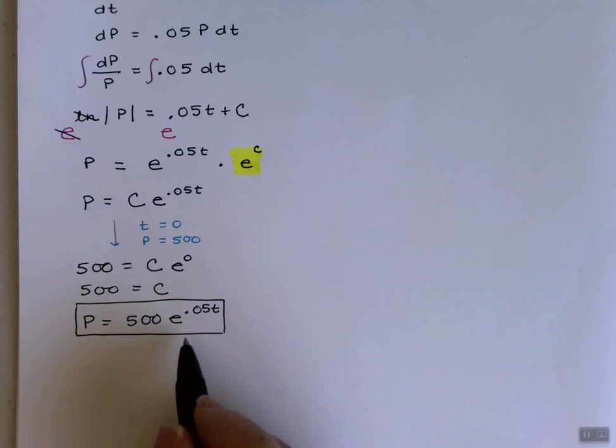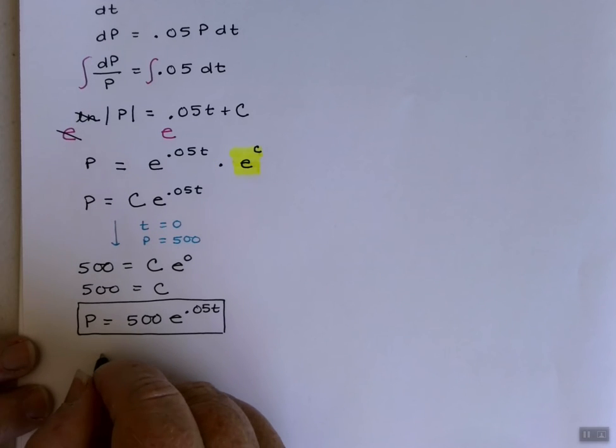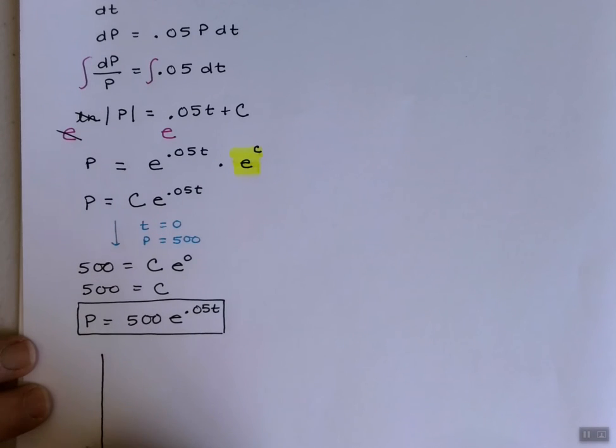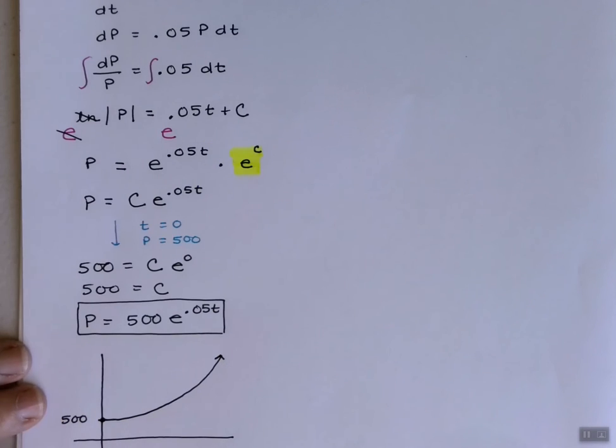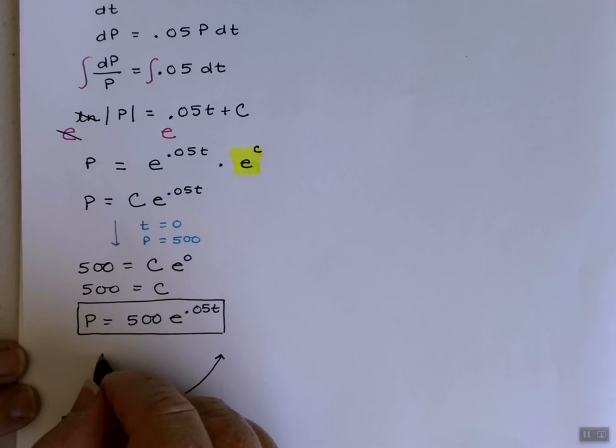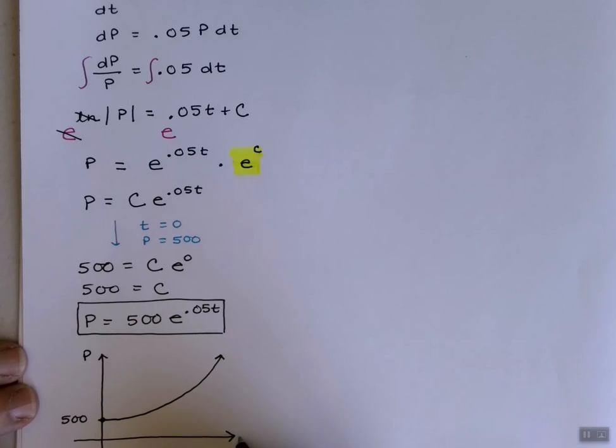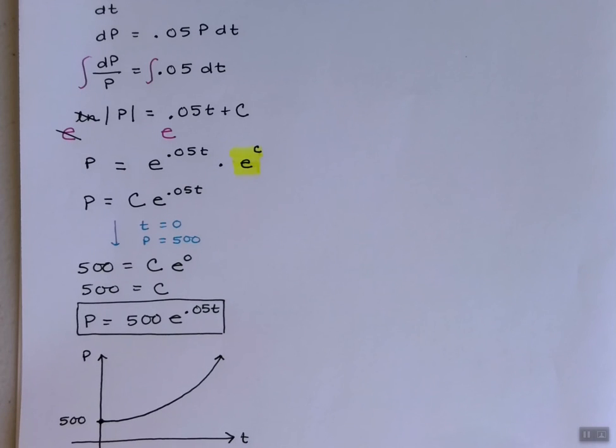All right, let's just sketch this real quick. At time 0 here, we'd be at 500. And then we would just have an exponential growth function. It's kind of a slow growth function, just a 5%, but it would have to look like that, right? All right, I'm going to go back up and we're going to take a look at part B.